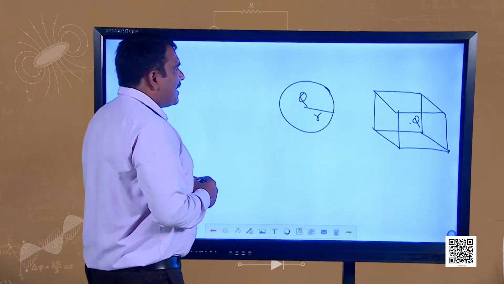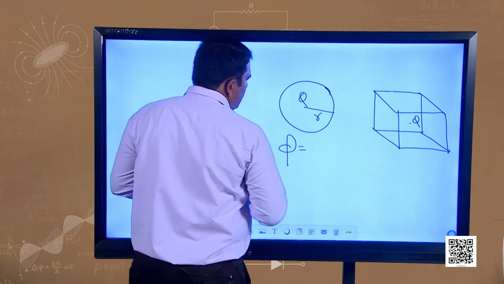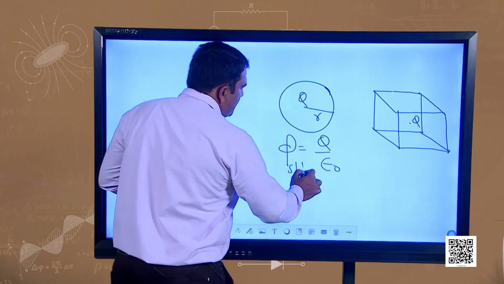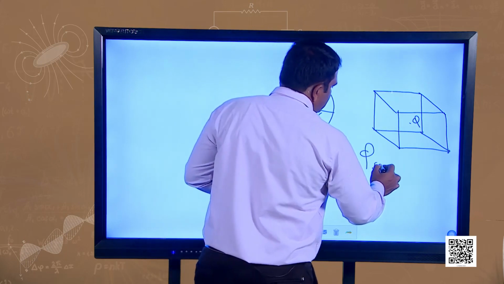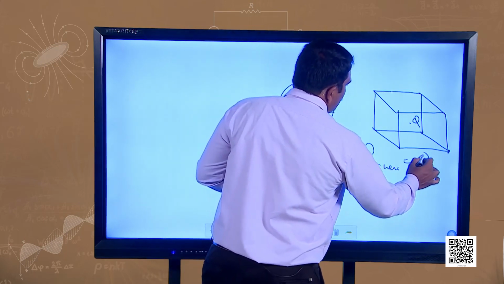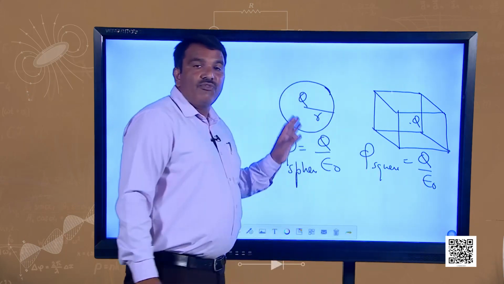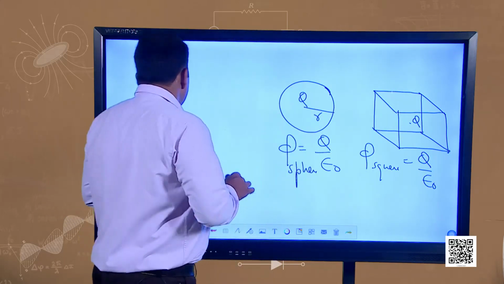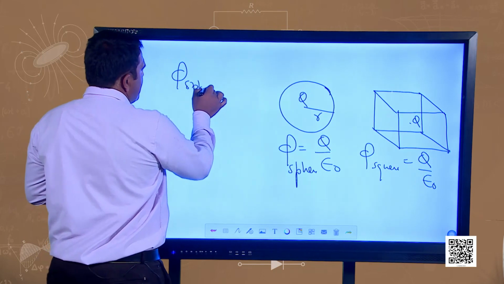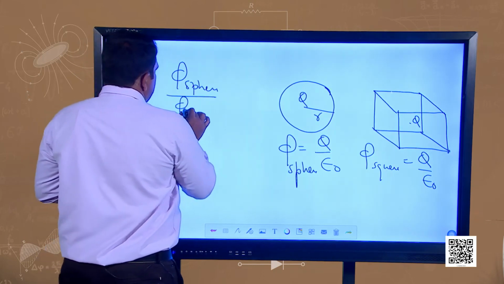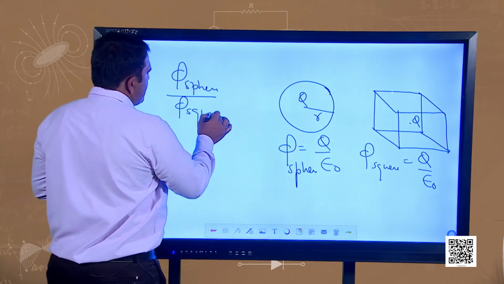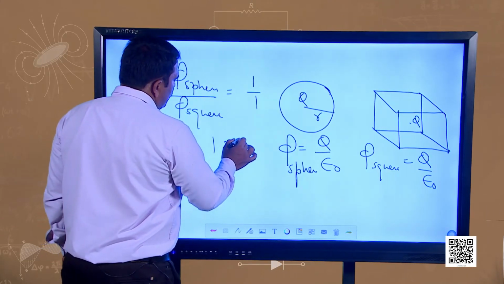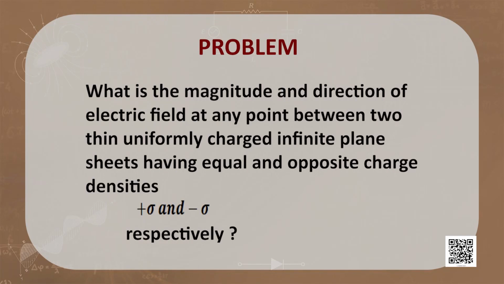So, the flux passing through this sphere will be, according to Gauss's law, q enclosed divided by epsilon naught, and flux passing through the cube will also be q by epsilon naught, because flux does not depend upon the shape or size of the surface. Hence, the ratio of the flux through sphere and the flux through cube will be equal to 1:1. Ratio will be 1:1. Let us have another problem.